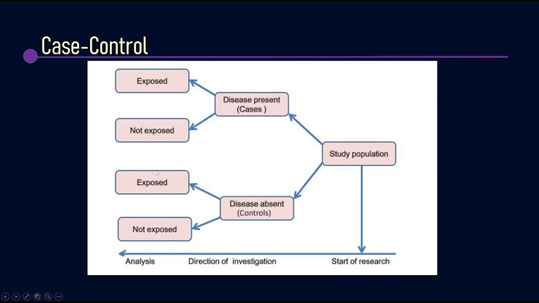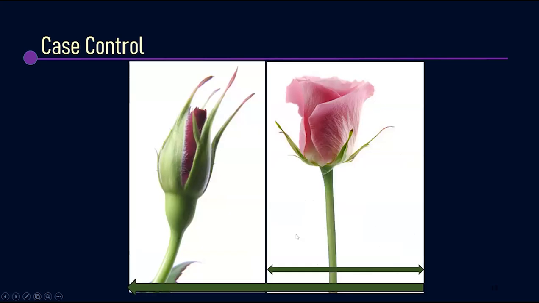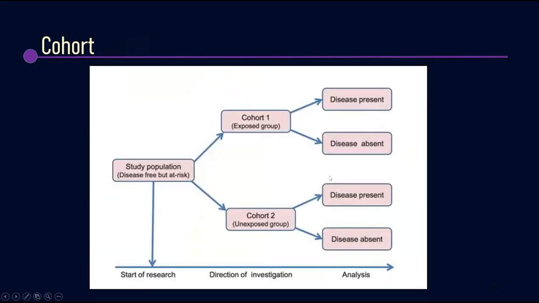How many of them were exposed to the risk in the past, and you draw the conclusion. Case control studies like this are a rule. So you go back in time and you now know that 1 week prior to the taking of this picture, the status of the rose was like this.